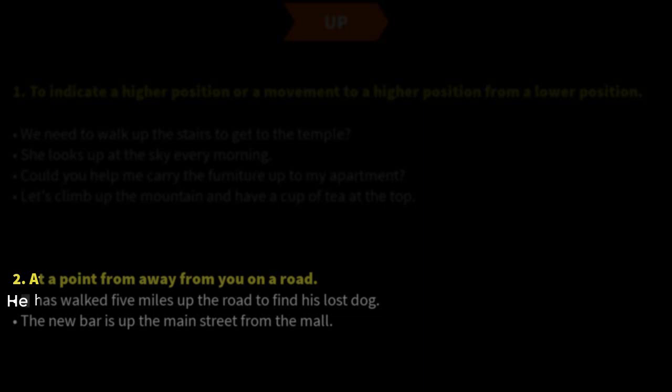The new bar is up the main street from the mall. We can also use down the main street. That would also be correct. So it means it is near the mall on the main street, right?